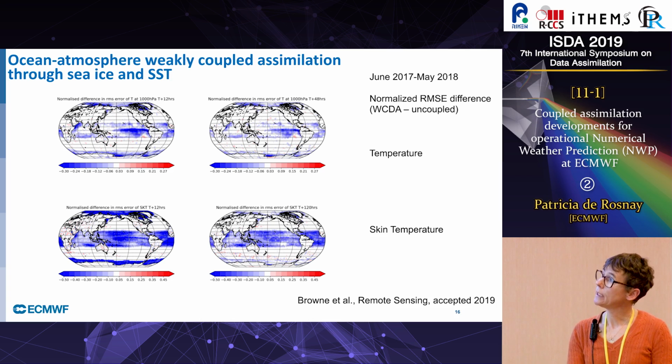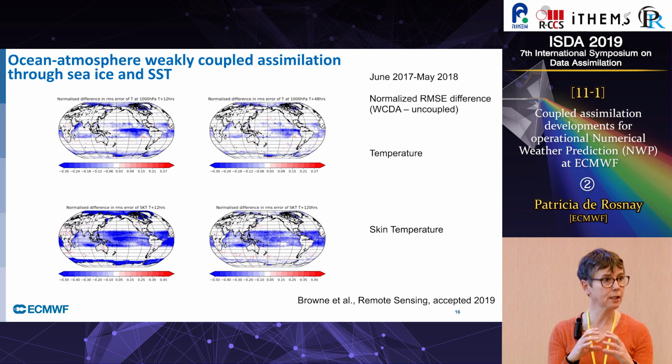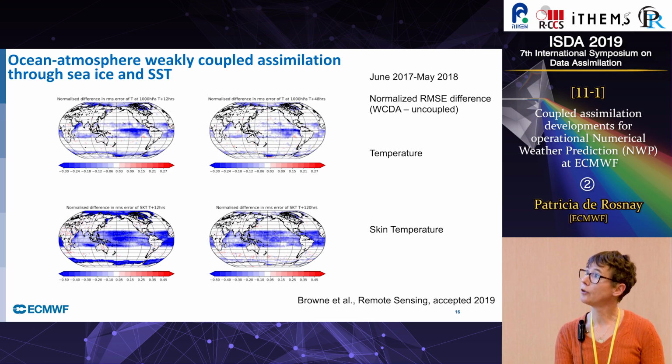Sorry, in fact, it's not humidity and temperature. The top is temperature, and the bottom is skin temperature. Sorry about that. So let's focus. Skin temperature is very close to where we do the weak coupling. So we have the weak coupling between 20 south, 20 north. So the skin temperature is closely linked to the SST. And on the top, this is temperature.